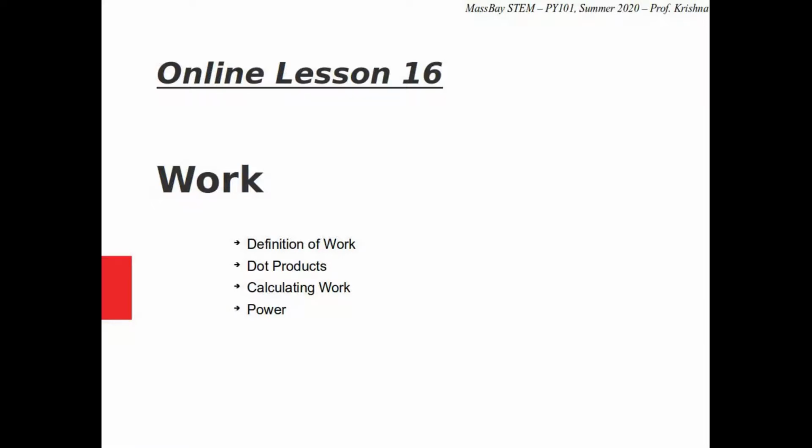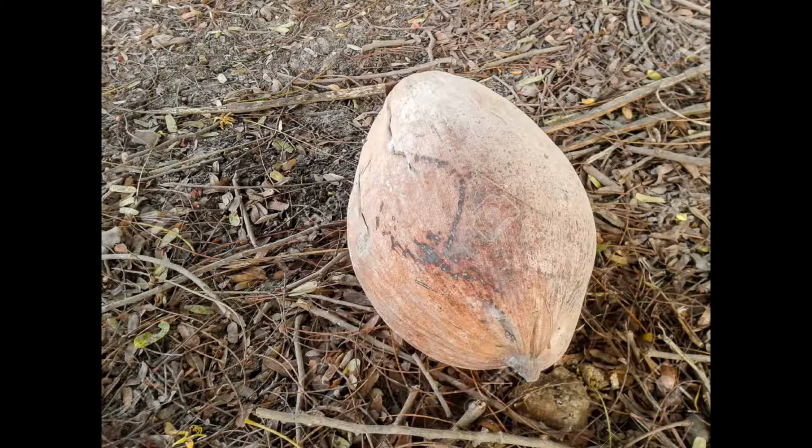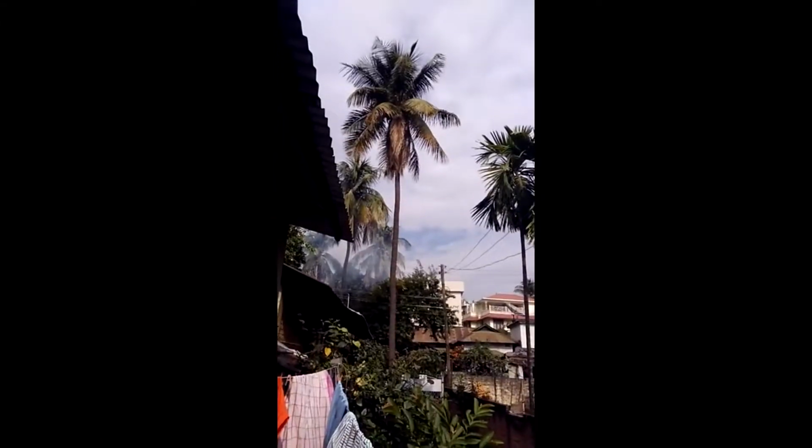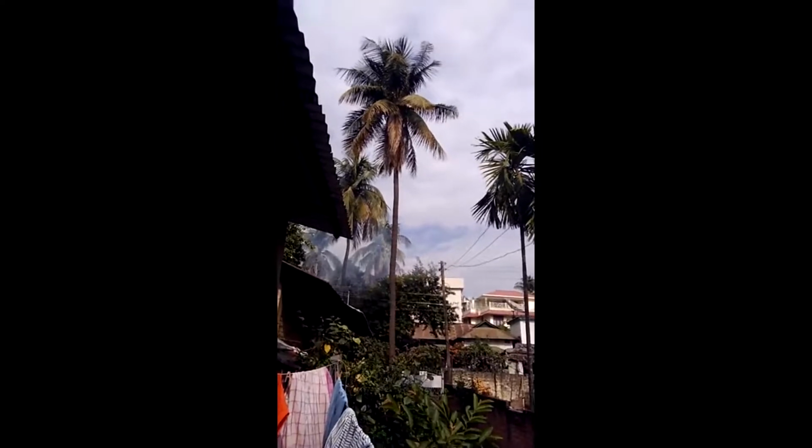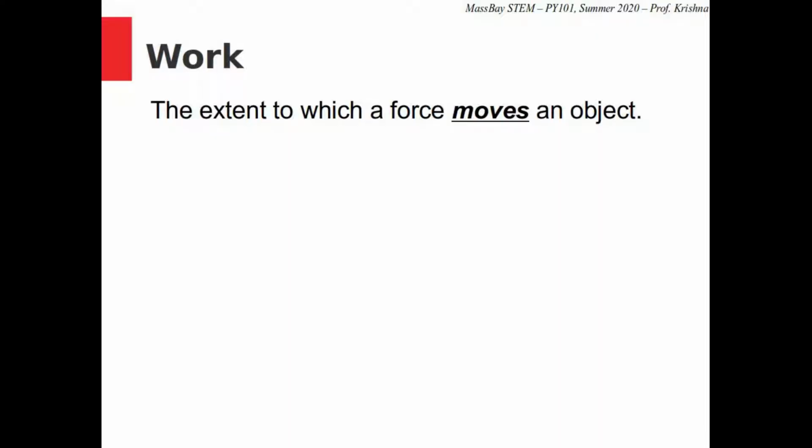So far, we've covered the first two major chapters in physics, kinematics and forces. In this video, we will look at the next major concept, work. In this course, we've seen several instances where an object feels multiple forces but doesn't move. That's because for an object to move, it has to feel an unbalanced force. If a force actually moves an object, then we say it has done work on the object.